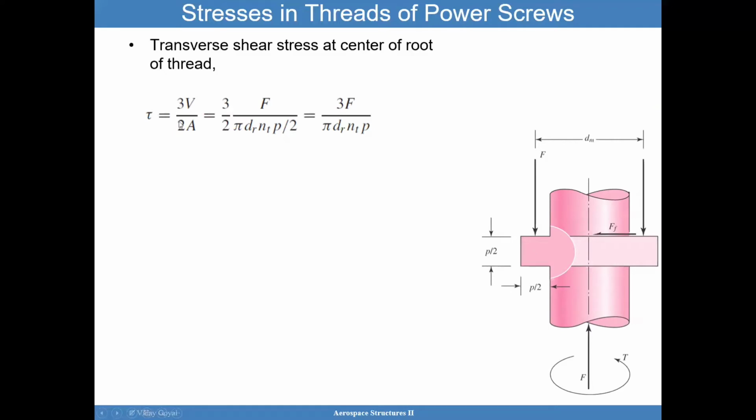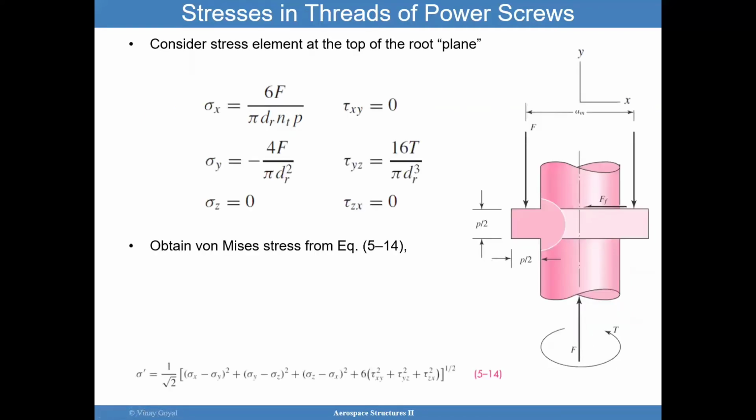So the highest stress tends to be in the center, and that will have a factor of 3 over 2. So the next step then is here's a set of stress at the top of the root plane. And so we calculated this stress, this stress, this stress. And so what we need to determine now is what is equivalent von Mises stress due to all these stresses acting on the thread. And so we can use the von Mises equation here at the bottom by substituting all these quantities that were derived just right now, and then perform the final calculations.